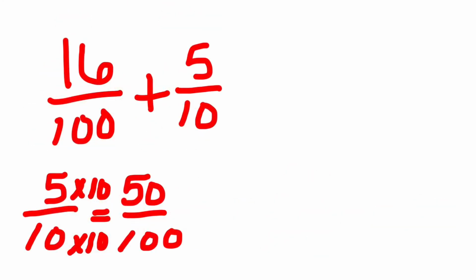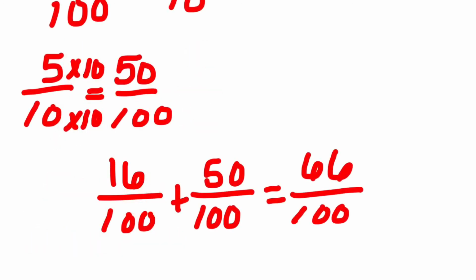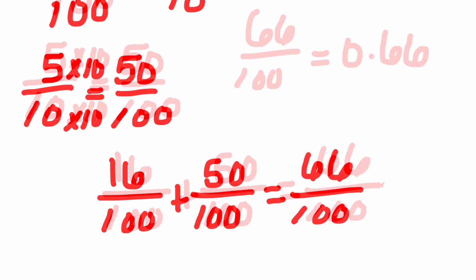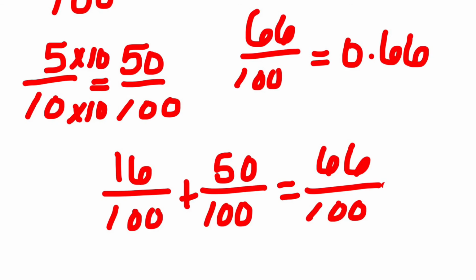Now, the second question asked me to add 16 hundredths plus 5 tenths. Once again, I have to convert my fraction with tenths to hundredths, so I get 50 hundredths. I then add 16 hundredths plus 50 hundredths to get 66 hundredths. 66 hundredths would then also be equivalent to 0 and 66 hundredths.